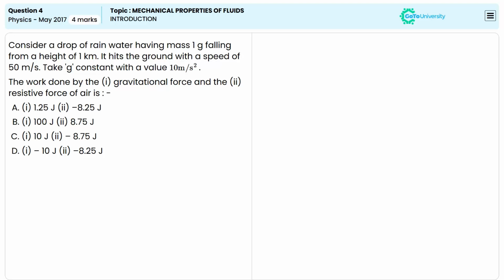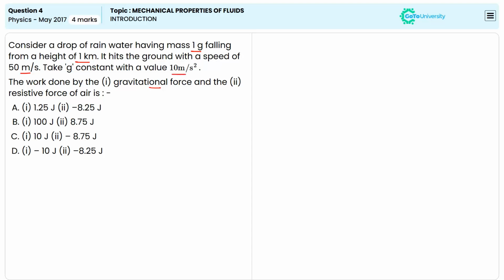So the question is about work done by the gravitational force and the resistive force. It's given in the question, a drop of rainwater having a mass of 1 gram falling from a height of 1 kilometer. And when it is hitting the ground, the speed is given as 50 meter per second and the value of g is given as 10 meter per second square.